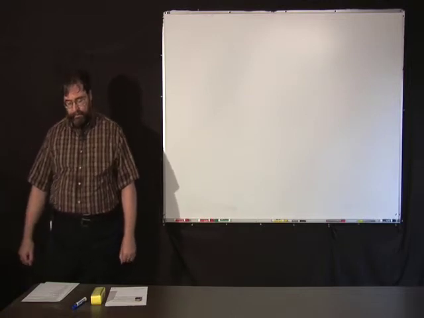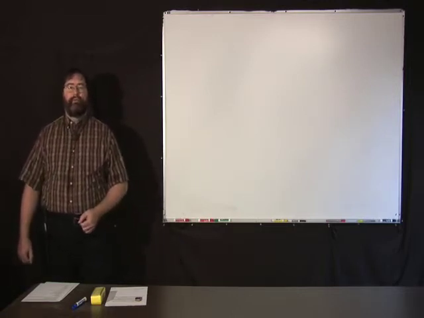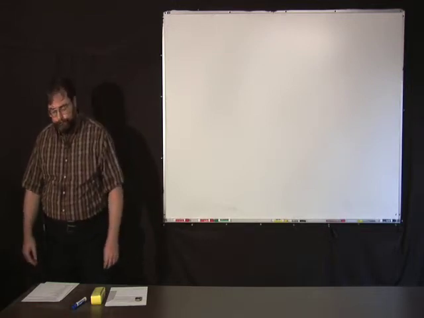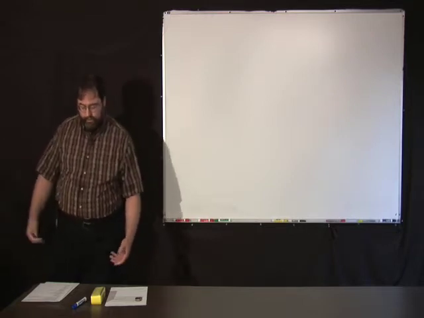Anyway, today we're going to talk about three of the seven tools: the check sheet, the histogram, and the Pareto diagram or Pareto chart. We'll start out with the check sheet. What is a check sheet?